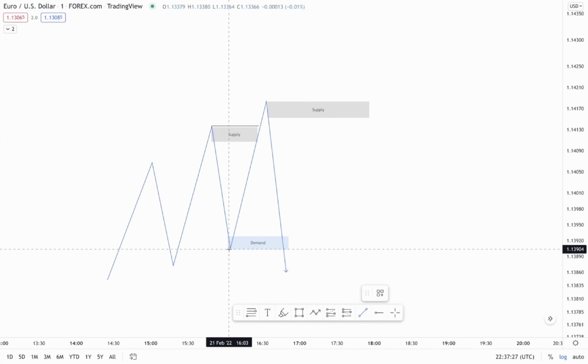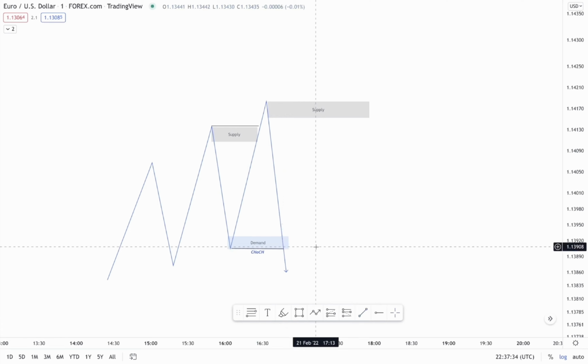Now what we want for a flip, okay guys, is a flip confirms the change of direction for us, okay? Now the change of character gives us a possible change in trend. Now the flip confirms the change in trend, and we will look to get entries on the flip, okay?